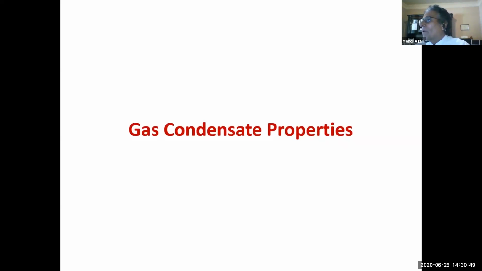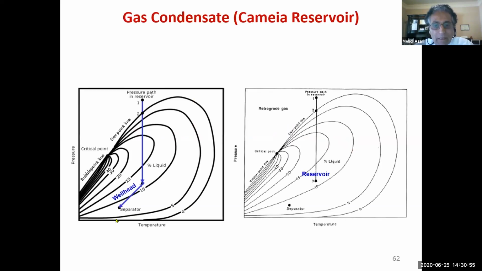Gas condensate properties. Okay, so we talk about the gas. Now this is gas condensate. Remember, the gas condensate, this is the bubble.